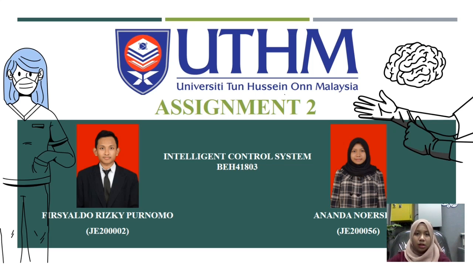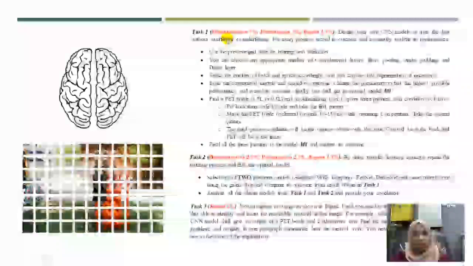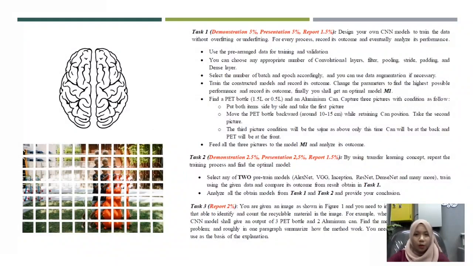In this project, there are three tasks. Task 1 is to design your own CNN models to train the data without overfitting or underfitting. For every process, record its outcome and eventually analyze its performance. Task 2, by using the transfer learning concept, repeat the training process and find the optimal model. You are given an image as shown in figure 1 and you need to investigate a suitable method that is able to identify and count the recyclable material in the image.